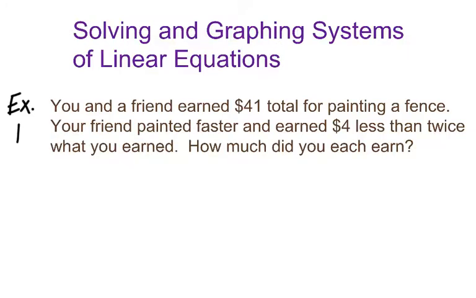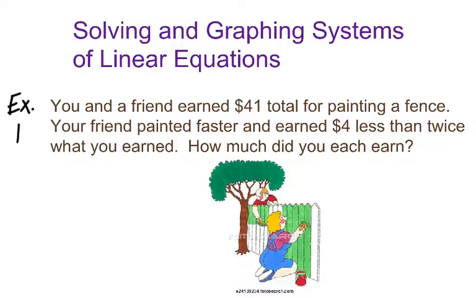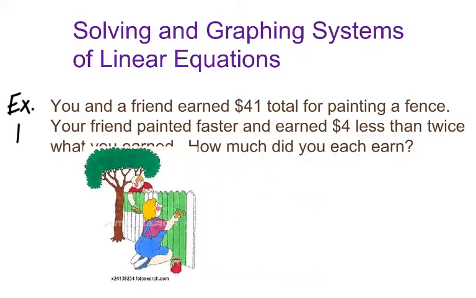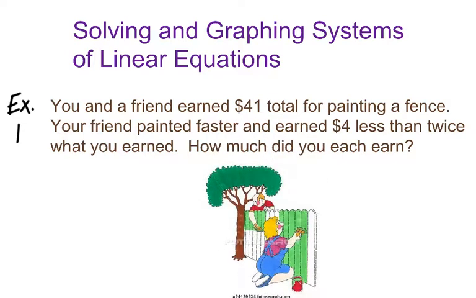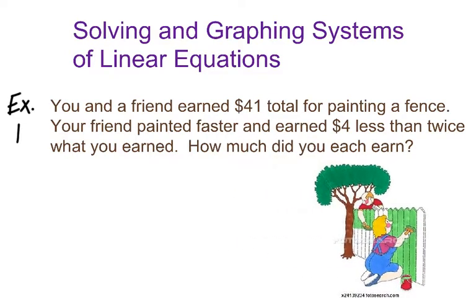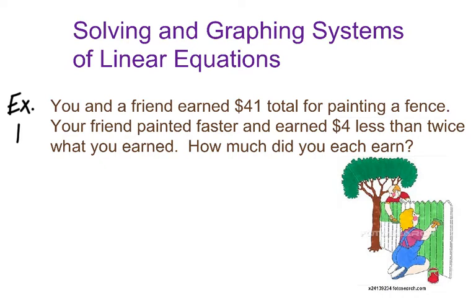All right, example 1. You and a friend earned $41 for painting a fence. Your friend painted faster and earned $4 less than twice what you earned. How much did you each earn? So, we don't get paid equally, so we can't just do 41 divided by 2 because your friend's painting much faster. All right, so let's see if we have enough information.